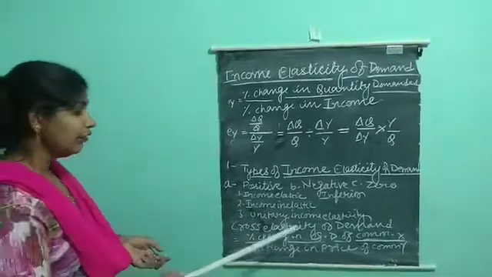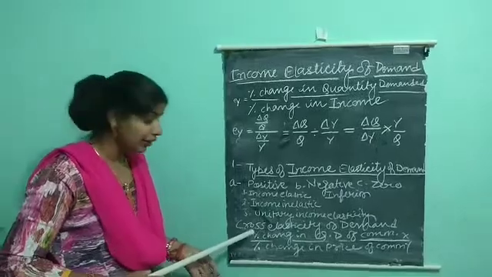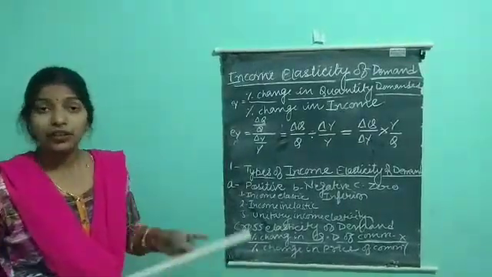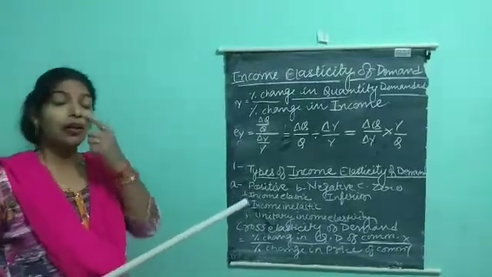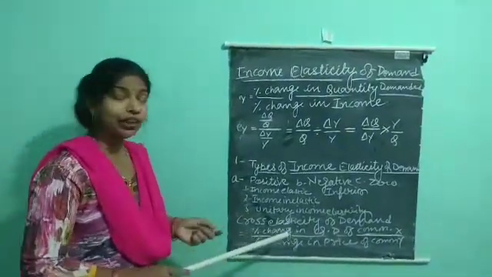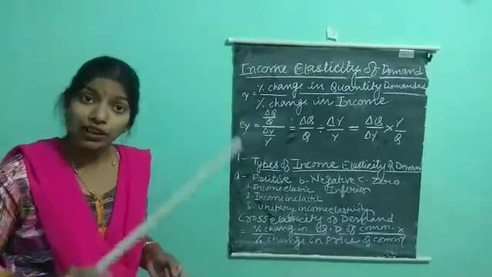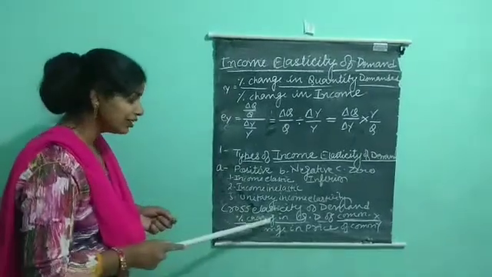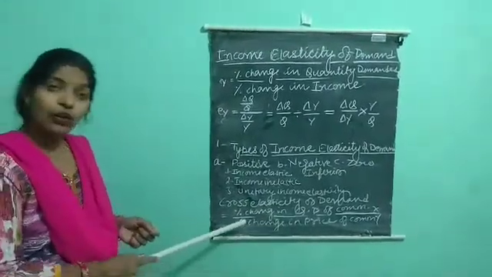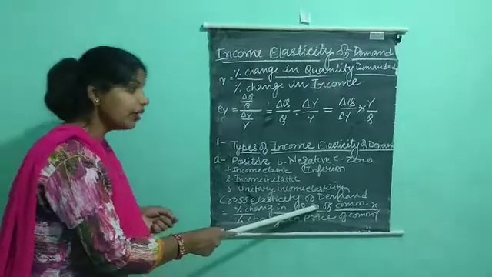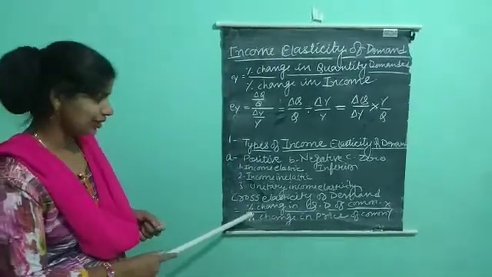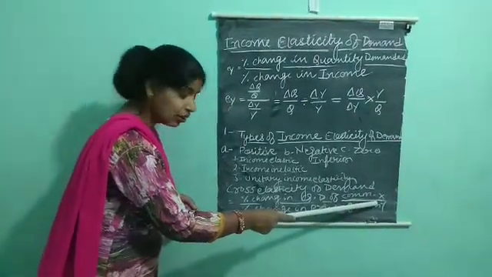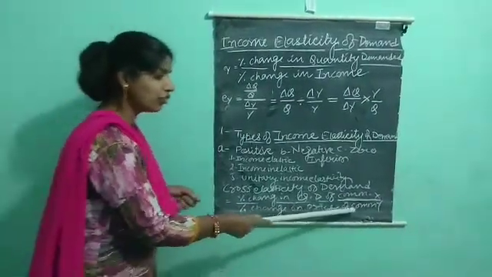Then we come to the third type, and this is cross elasticity of demand. Listen very carefully. These are the types of elasticity of demand: first price, second income, and third cross elasticity of demand. Cross elasticity of demand refers to the degree of responsiveness of the percentage change in quantity demanded of commodity X to the percentage change in price of commodity Y.